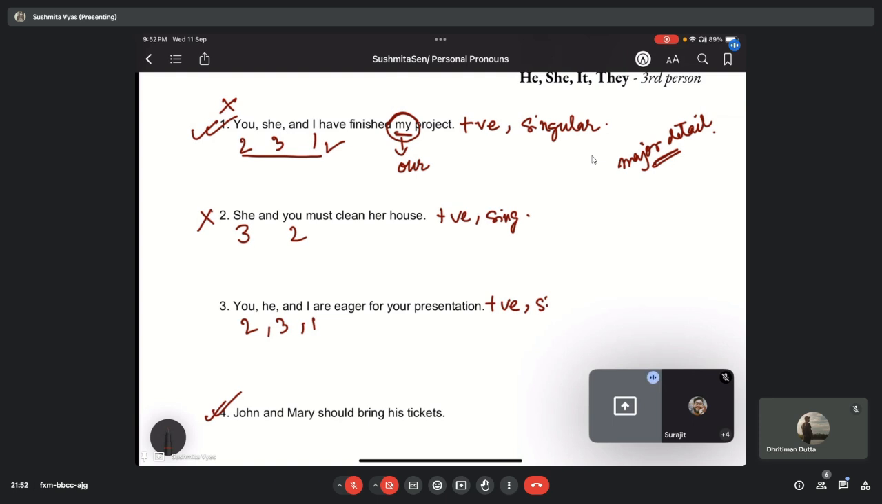It won't be my project. Again, this sentence is incorrect anyway. She and you must clean her house. What will it be? What will the correct order be? You and she. You and she will come, right? So what will it be? Here, instead of her, what will it be?